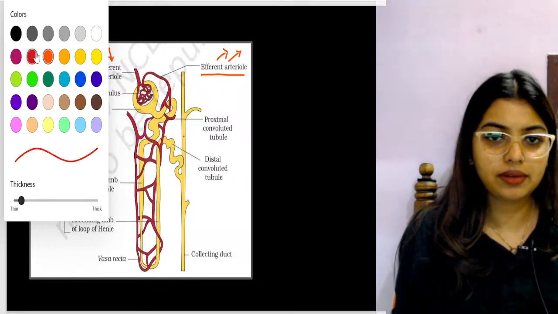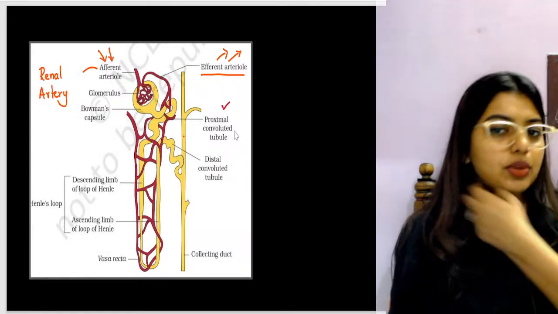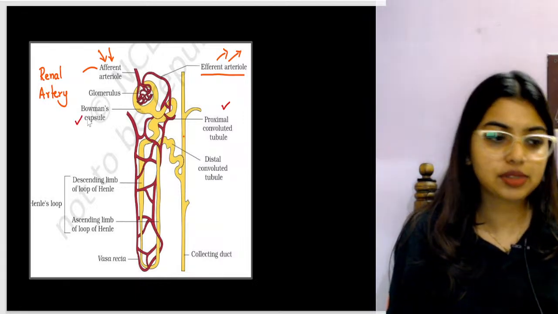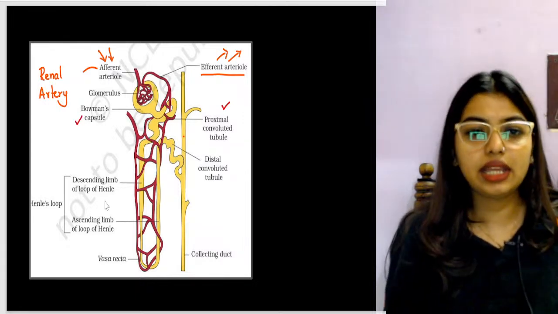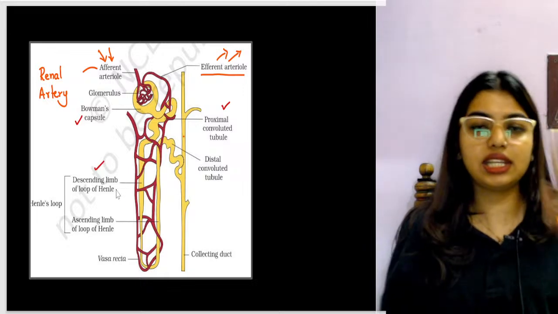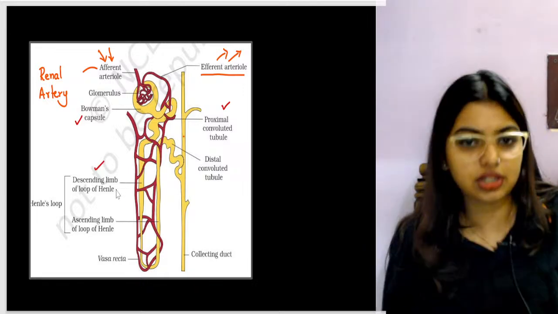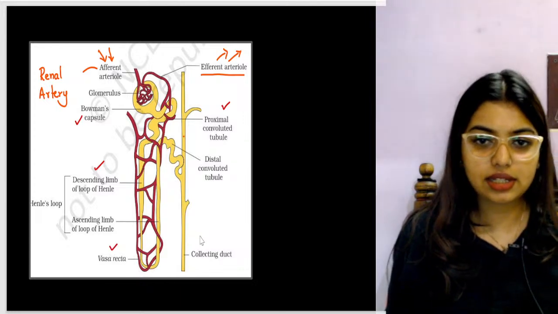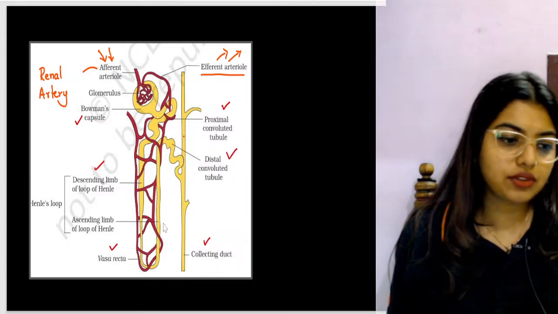Now proximal convoluted tubule, the first part of the renal tubule. Then Bowman's capsule. Then students, descending limb. Descending is the upper one. Ascending is the side one. So descending loop, ascending loop. Vasa recta is clear, no? Collecting duct. Distal convoluted tubule.